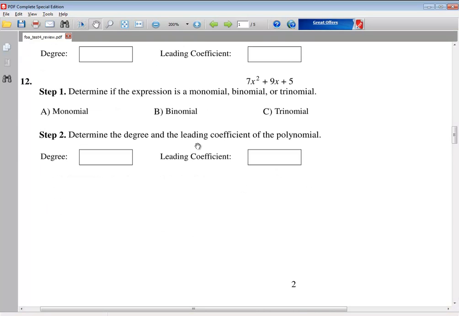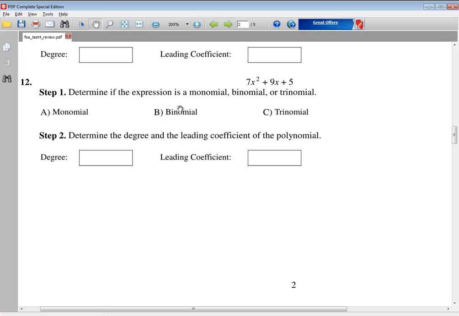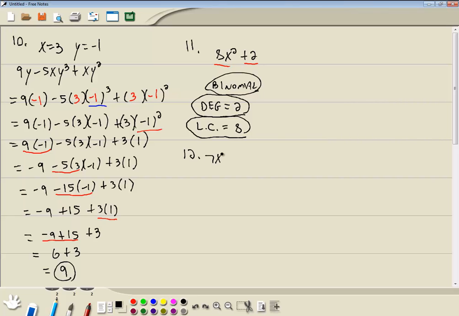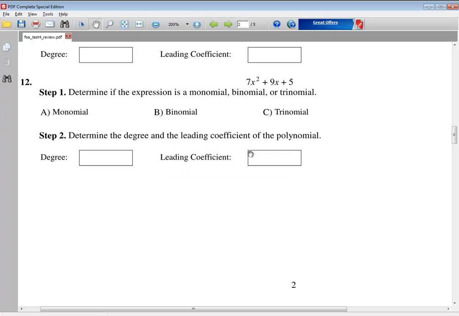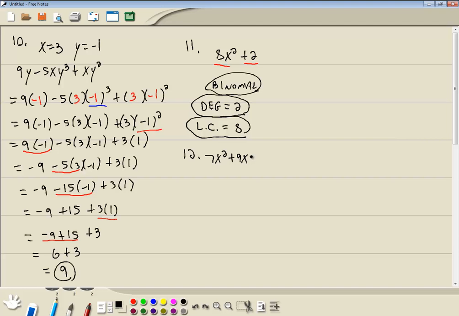Number 12. Okay, we got 7x squared plus 9x plus 5. Same questions. Is it a monomial, binomial, trinomial? Well, it's got three terms. Remember, terms are separated by pluses and minuses. So here's our first term, here's our second term, and here's our third term. So it's a trinomial because it's got three terms.